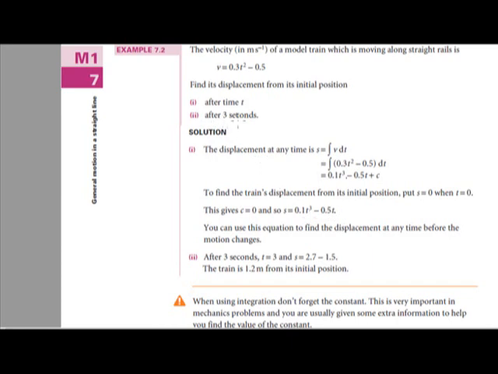To answer, we substitute t = 3 in that equation. After 3 seconds, t = 3, so s will be 0.1 times 3 to the power 3 minus 1 minus 0.5 times 3, which gives you this expression. If you simplify that, you get 1.2 meters.